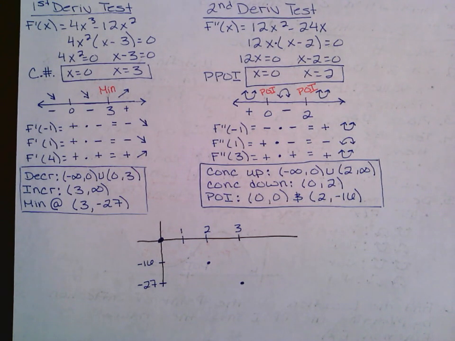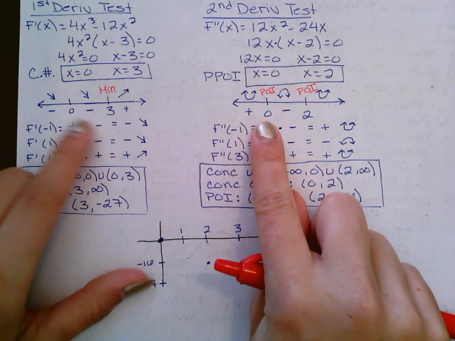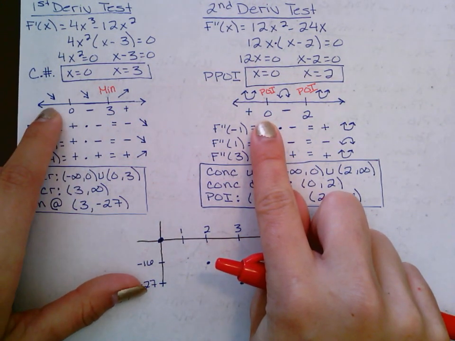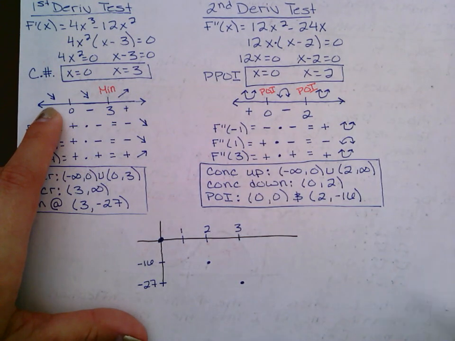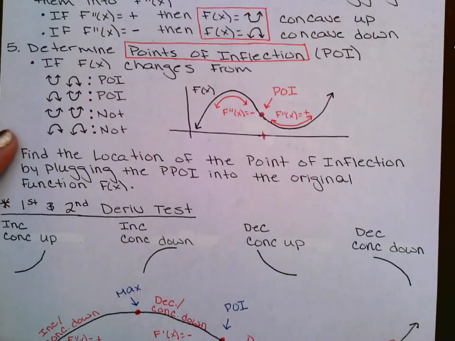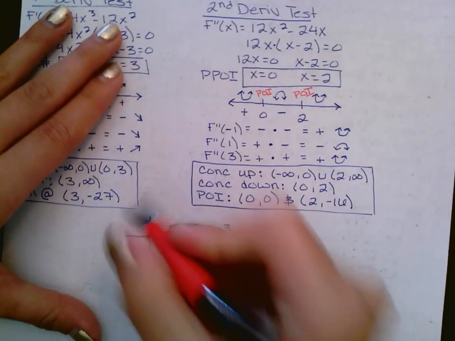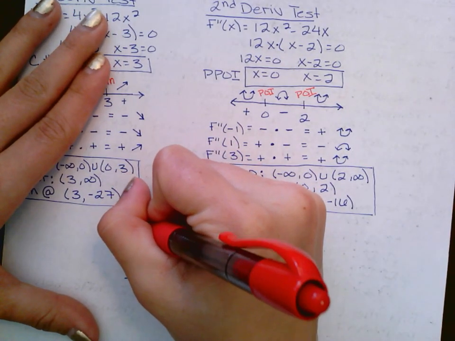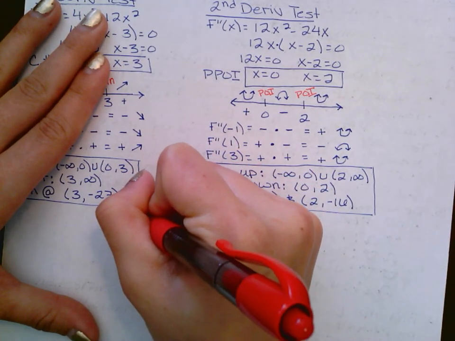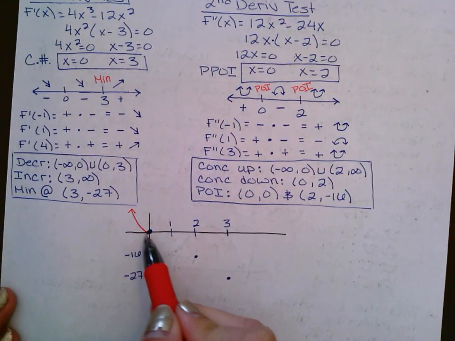So before 0, if we look at our number lines, here's 0, I need to go decreasing and concave up. Okay, and if you need to refer back to this little chart that we drew here, decreasing and concave up should look something like this. Okay. So again, all of our graphs can look a little different as long as the behavior is correct. So I'm decreasing and concave up.